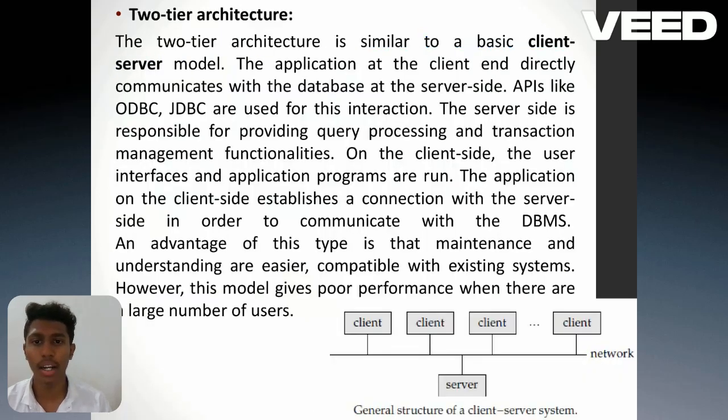The second one is two-tier architecture. The two-tier architecture is similar to a basic client-server model. The application at the client end directly communicates with the database at the server side. APIs like ODBC and JDBC are used for this interaction. This is the block diagram of two-tier architecture.